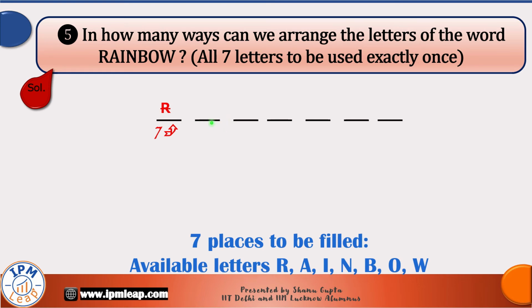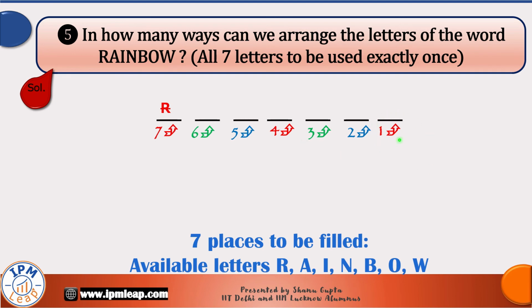The second place can now be filled in 6 ways. Because we filled one of the letters in the first place, we are left with 6 letters. The third place can be filled in 5 ways because we have used 2 of the letters while filling the first 2 places. So we are left with 5 letters for the third place. Similarly, the fourth place can be filled in 4 ways and so on. By the time we fill the last place, we will be left with only 1 letter, right?